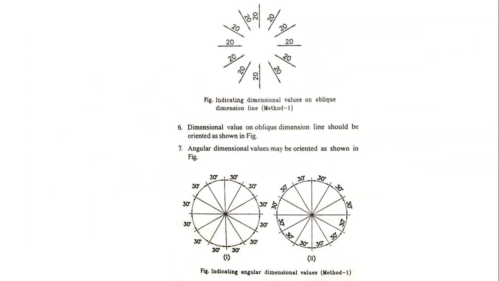And in the case of angular dimensioning, here again there are two types of dimensioning methods. For method 1, two types are there. The dimensional value on an oblique dimension line should be oriented as shown in the figure, which we have already discussed. Then angular dimensional values may be oriented as shown in the figure. These two types of dimensioning methods are there in method 1.